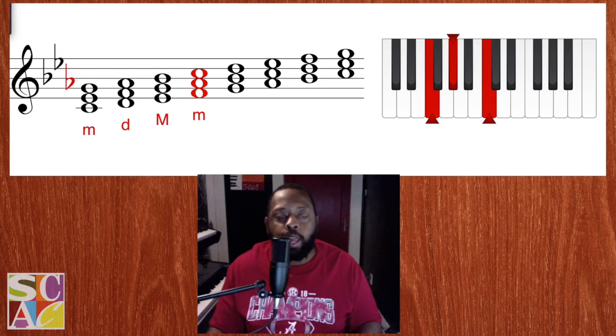The fourth triad is the F minor triad. Notice the m now is lowercase. Let's analyze. From F to A flat is the minor third. From F to C is the perfect fifth. Adding those two intervals together, you get the F minor triad. Let's listen.